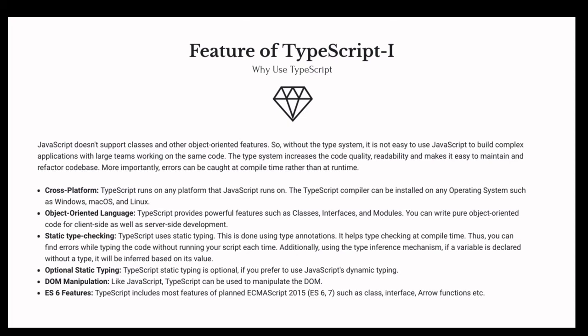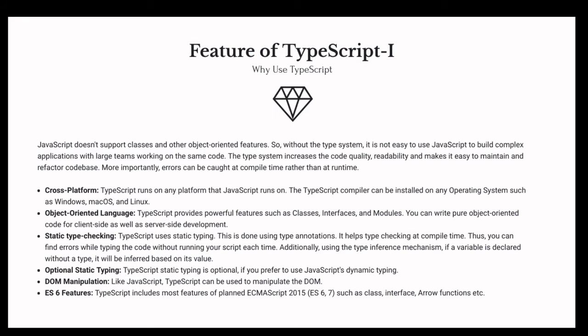First is cross-platform. TypeScript can run on any platform that JavaScript runs. TypeScript compilers can be installed on any operating system like macOS, Windows, Linux. It doesn't have any boundaries or limitations in that part. Next, object-oriented language. TypeScript provides the powerful object-oriented features, like classes and interfaces.